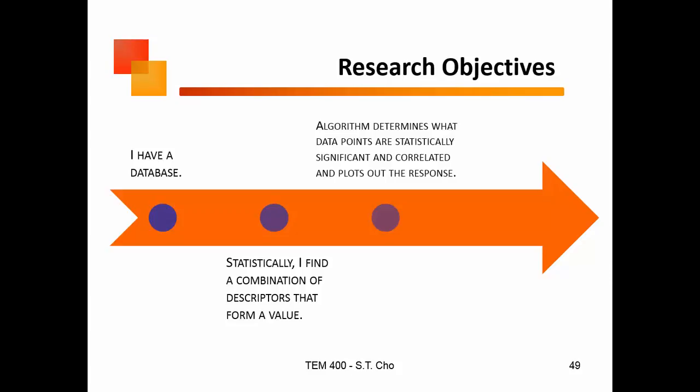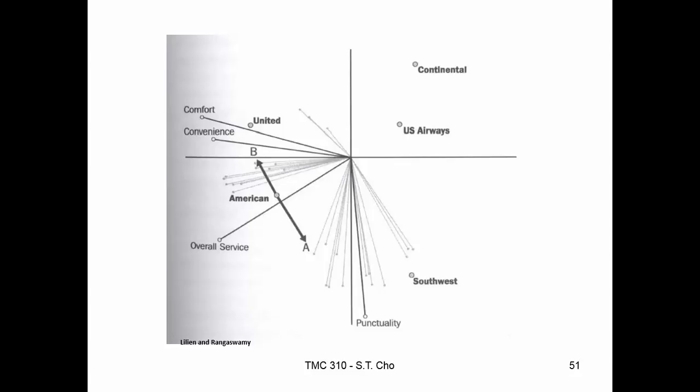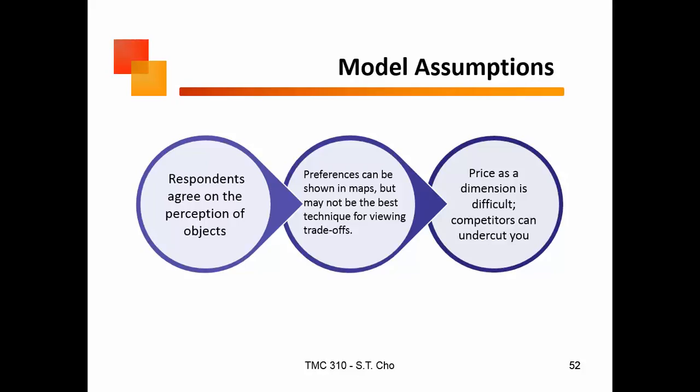In terms of your research, what you're trying to do is get these data points and figure out how to weight between all these factors. One approach is called multidimensional scaling. You list out the brands and then you ask people to pair up and see how you compare to that brand. What's analogous. Here's an example of a map. As you can see, they show the competitors, but they also show how close those competitors are to certain features like comfort, convenience. You place yourself there, and then you can see where you exist in that space.